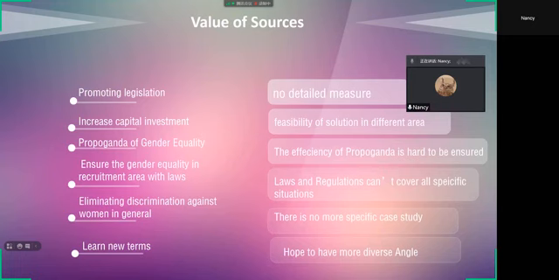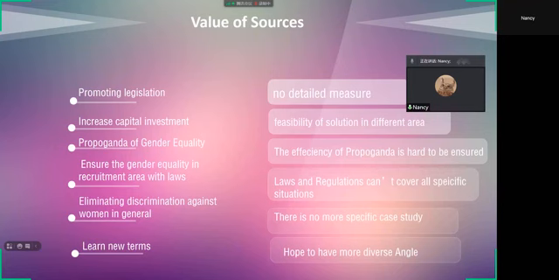So in this kind of situation, we have some solutions on the left side, which are promoting legislation, increasing capital investment, propaganda for gender equality, ensuring gender equality in recruitment with laws, eliminating discrimination against women in gender, and finally learning some new terms.